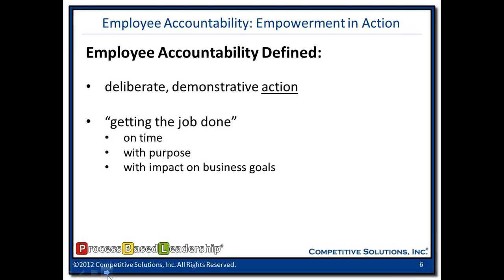Because what they're truly doing is, for metrics that they're not hitting their goals and objectives on, they're not relying on the leader to come tell them what they need to do differently. They're coming together as a team to say, okay, what do we need to do differently as a result of this metric that's read on our scorecard? So they're coming together, getting that job done with the impact on the business goals.